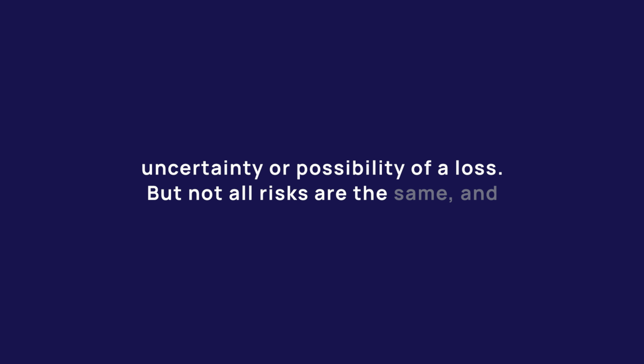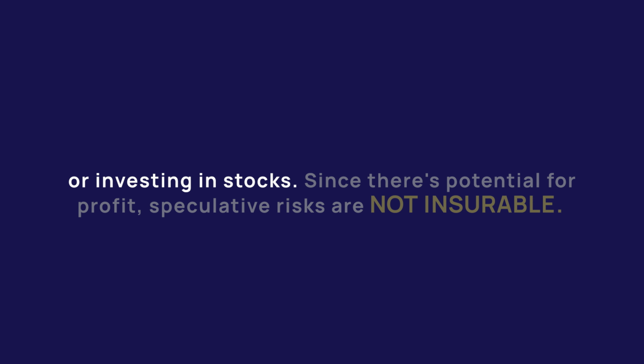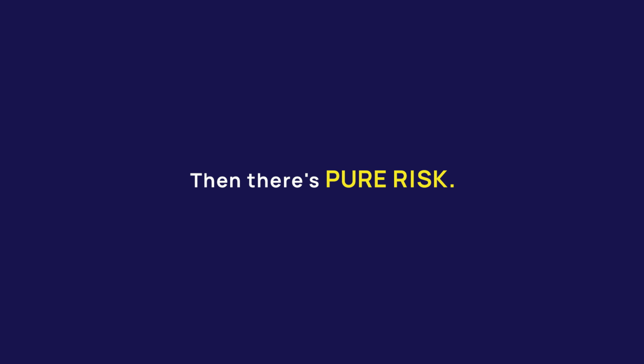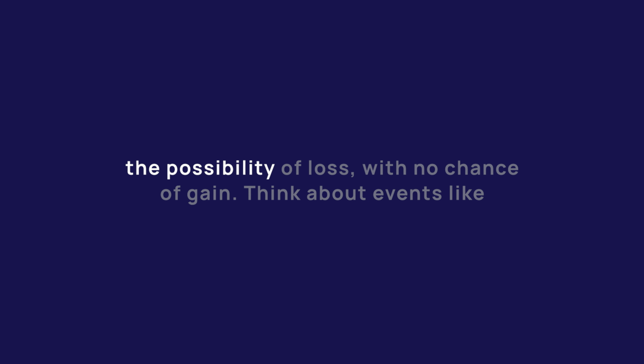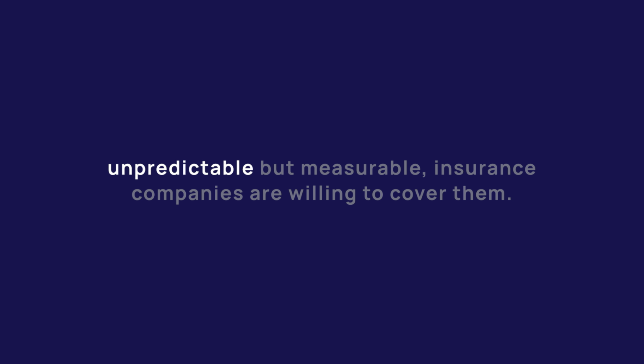But not all risks are the same, and insurance companies only cover certain types. First, we have speculative risk. This is a risk where there's a chance of either loss or gain, like gambling or investing in stocks. Since there's potential for profit, speculative risks are not insurable. Then there's pure risk. This type of risk involves only the possibility of loss, with no chance of gain. Think about events like accidents, illnesses, or natural disasters. Since these risks are unpredictable but measurable, insurance companies are willing to cover them.